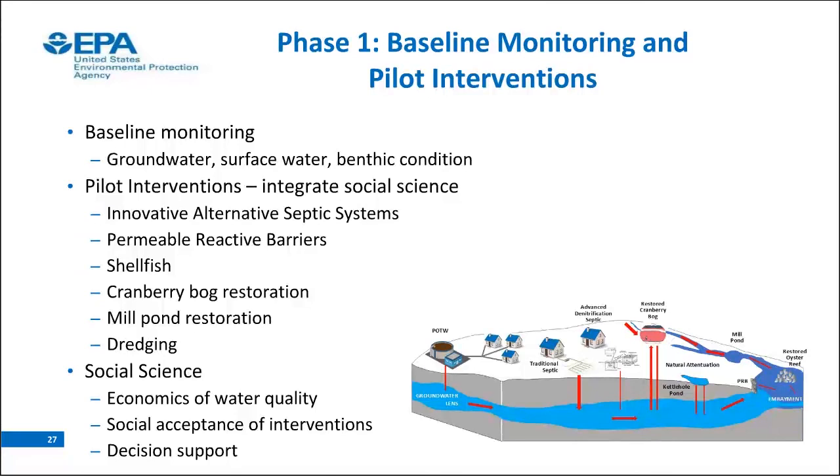We're also looking at permeable reactive barriers, conducting work on shellfish from both a social and ecological side, and looking at some restorations from cranberry bog perspective, as well as some pond restoration. Throughout all this, we want to layer economics of water quality, social acceptance of intervention, and decision support. So we still want to keep that social and ecological connection together.